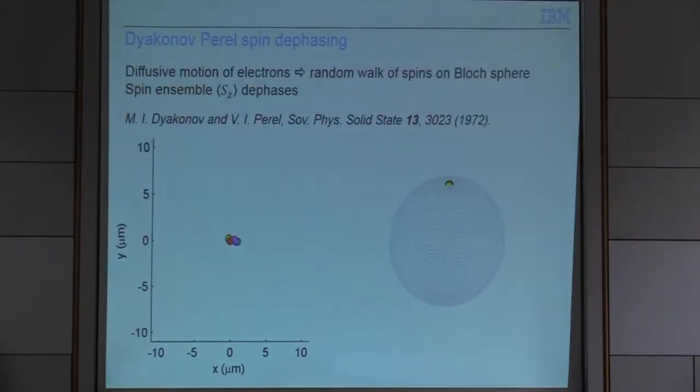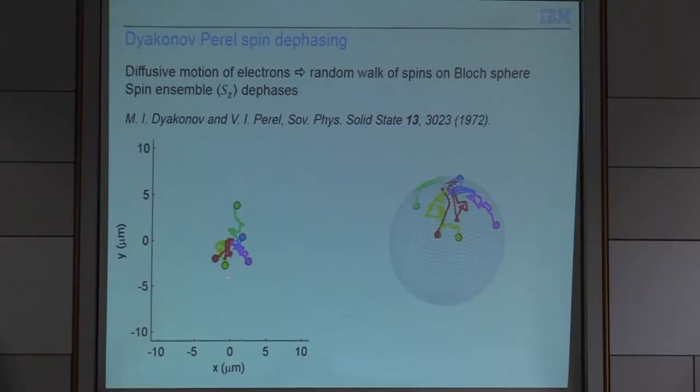Now, if you have scattering, and you always have electron-electron scattering that is fast compared to the time the spin needs to move on the Bloch sphere a significant amount, then you have a diffusive motion in real space, but also a diffusive motion on the Bloch sphere. You see that in that animation. So as the electrons move around in real space, they also move around on the Bloch sphere. And this leads to a dephasing of a spin ensemble. This is known as the Dyakonov-Perel spin dephasing. And it concerns the whole ensemble of spins.